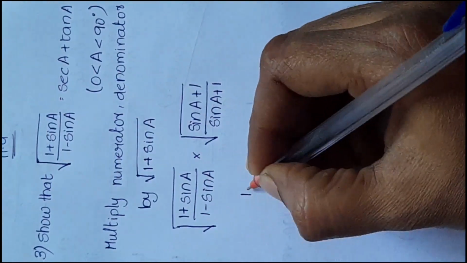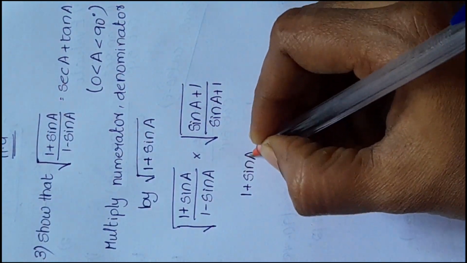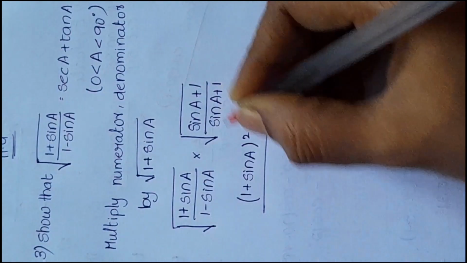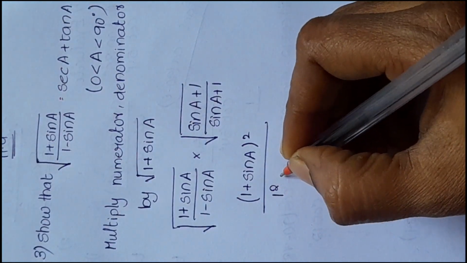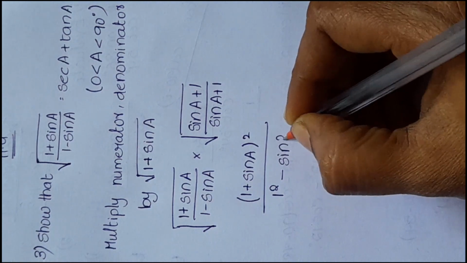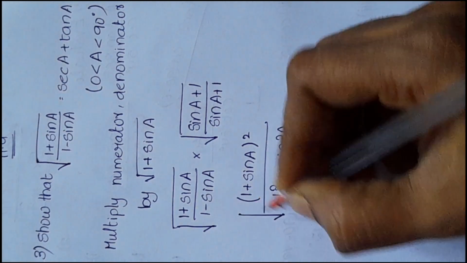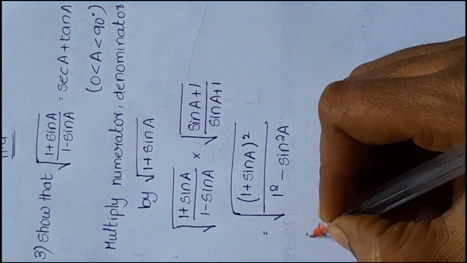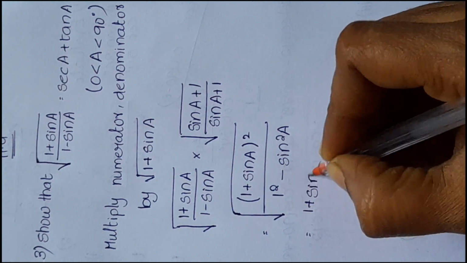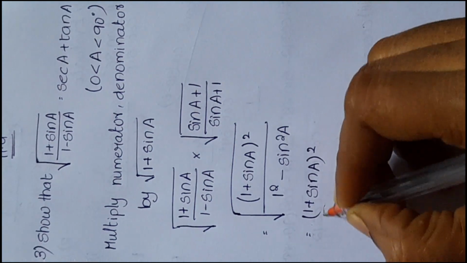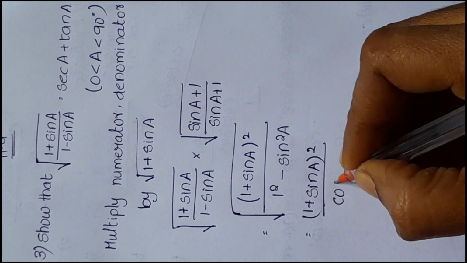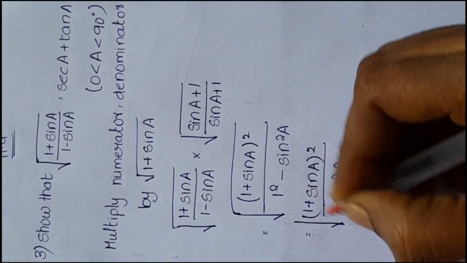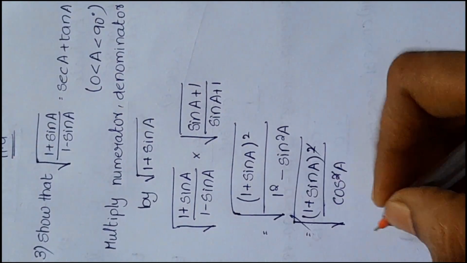So this becomes root of (1 plus sin A whole square by 1 square minus sin square A), since A plus B into A minus B is A square minus B square. Now this can be written as root of (1 plus sin A whole square by cos square A), as 1 minus sin square A is cos square A. Here the square and the roots get cancelled.